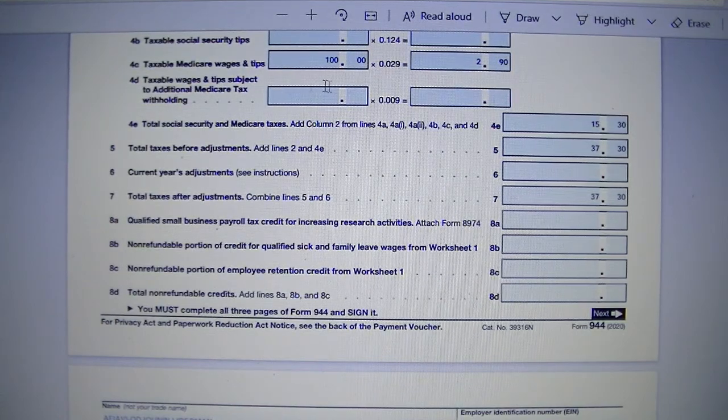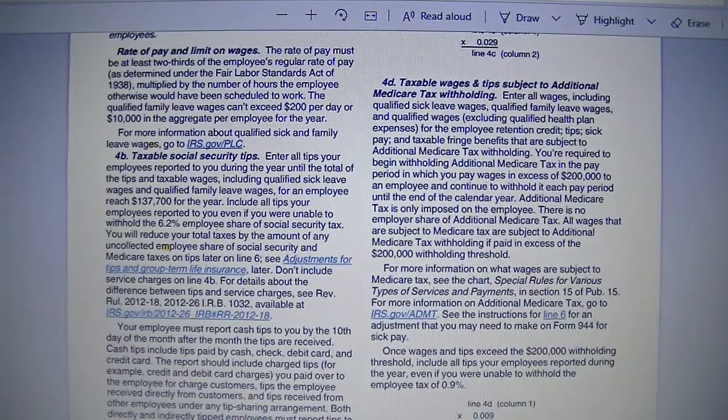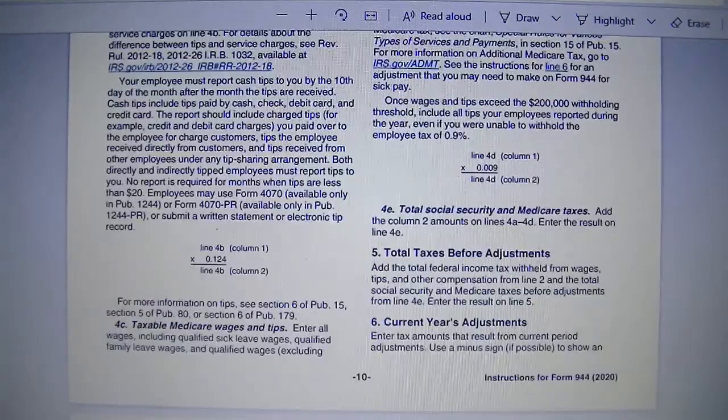If, between the employers and the employees, the Social Security tax and Medicare tax, due to rounding, your total on line 5 is not matching, is a little bit off, you could enter a positive or negative amount here to adjust it. So let's read a little bit on that. And that's one adjustment that can go on line 6.